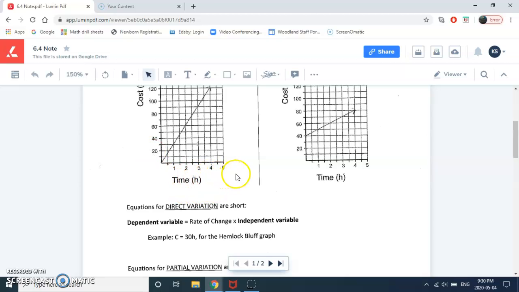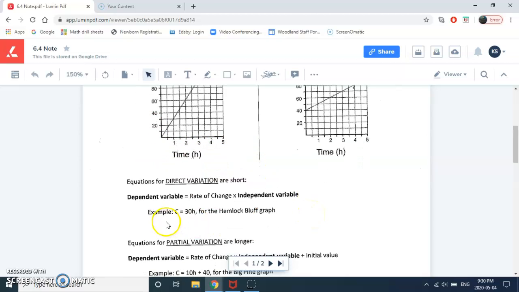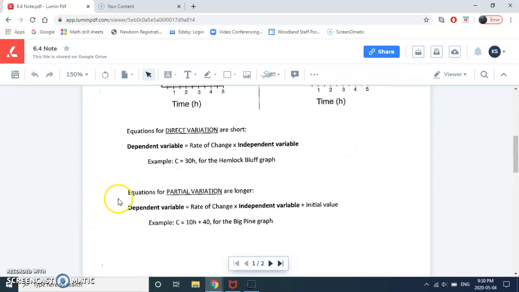So time will continue on. So in this example, we have C equals 30H for the Hemlock Bluff graph. So that one's there, so 30H. So we found the rate of change, and that's 30, and we multiply that by the hours.